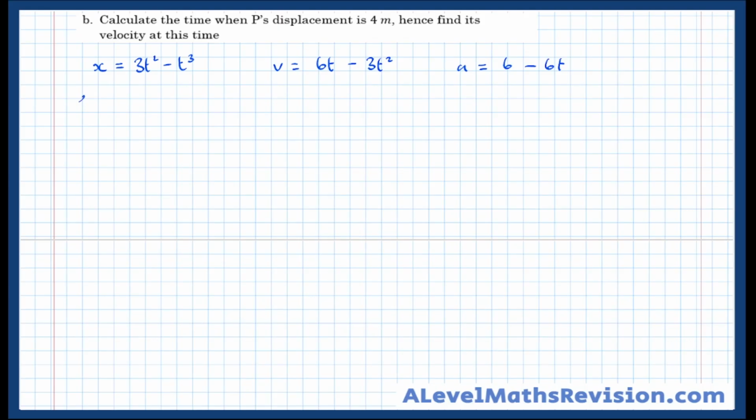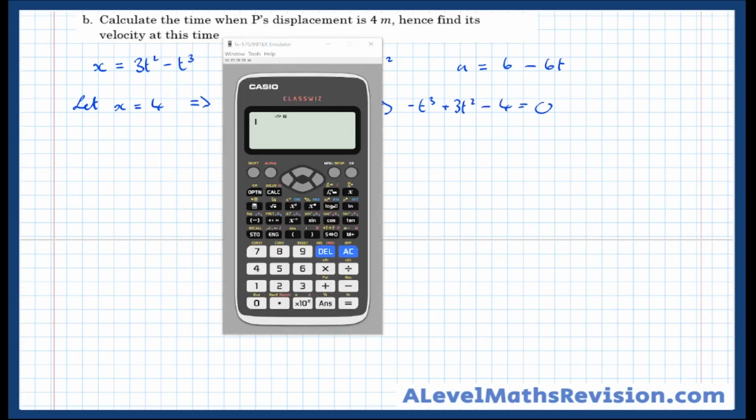So what we're going to do is let x equal 4, which means that 3t squared minus t cubed equals 4. And rearranging that into a format suitable to put in our calculator to solve, that gives us minus t cubed plus 3t squared minus 4 equals 0. So let's put that into our cubic solver. So it's a polynomial with degree 3. So minus 1t cubed plus 3t squared, then there's no t's, and then there's minus 4.